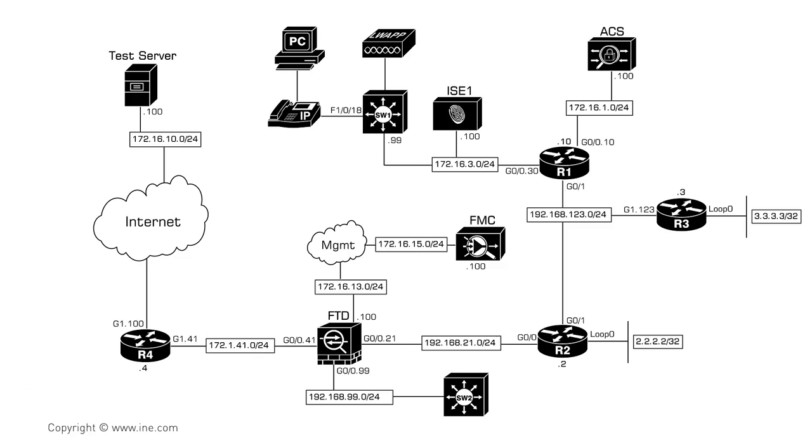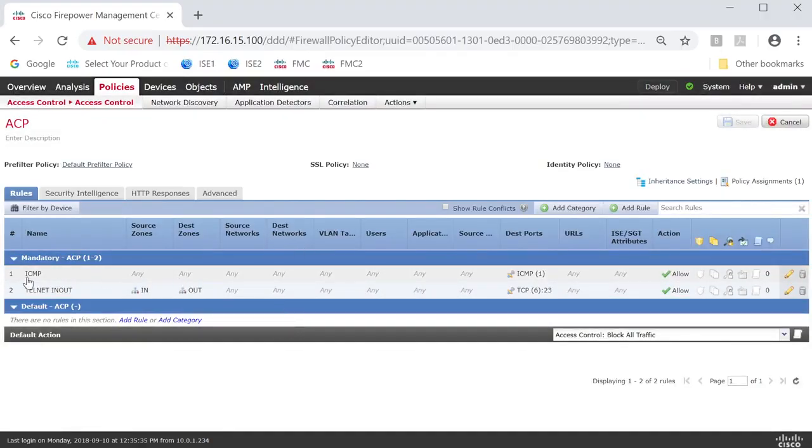What I will try to show you here is a simple rate limiting configuration for ICMP communication. We will be generating a bunch of pings from R2 to R4, and this is where we will enforce our QoS policy. We already have a rule in the access control policy, a leftover from the previous session. We have two rules: I allow ICMP communication, and we also allow telnet packets from the inside to the outside. ICMP is permitted in any direction.